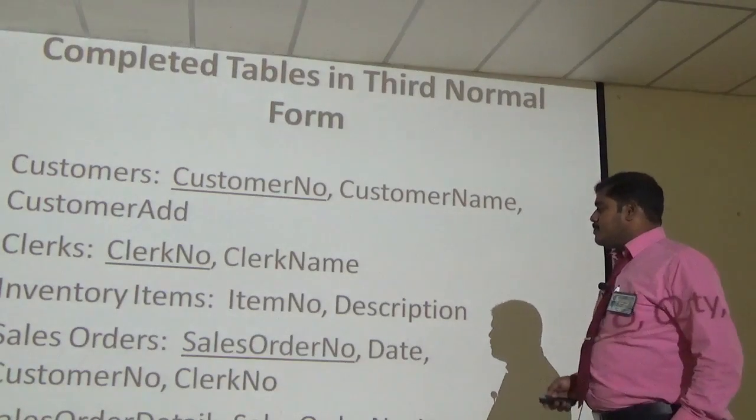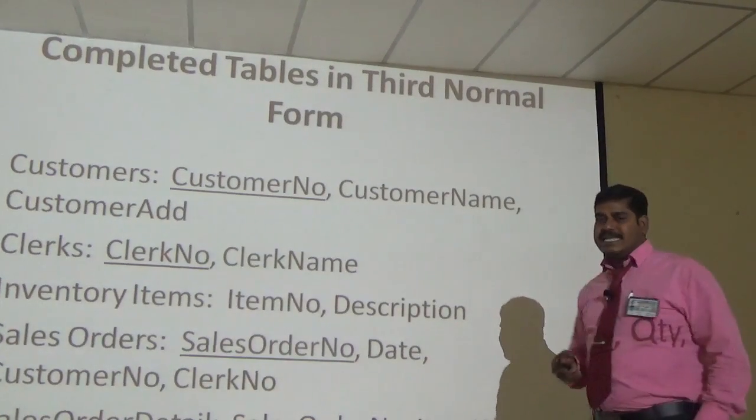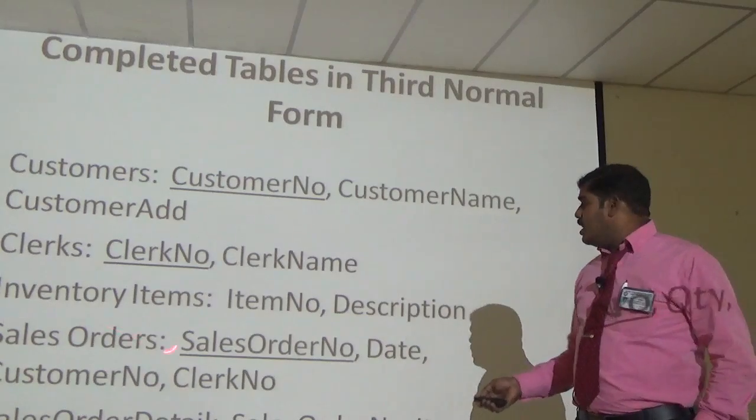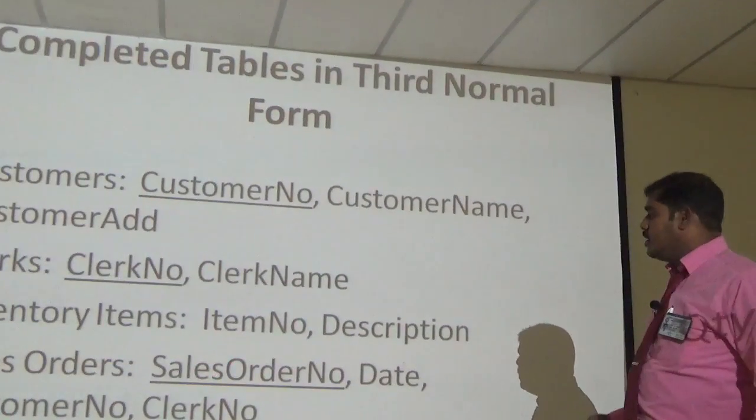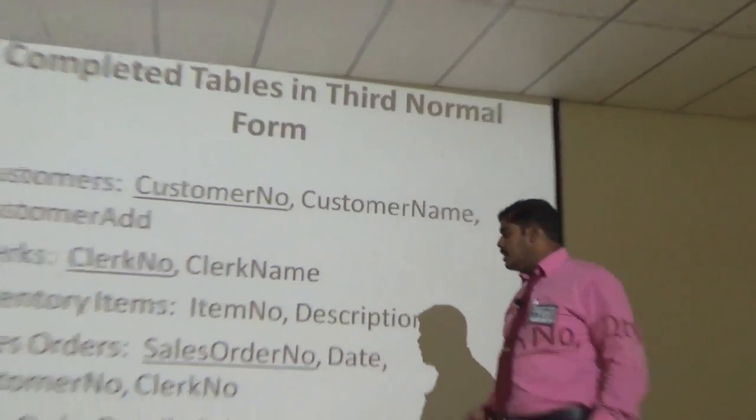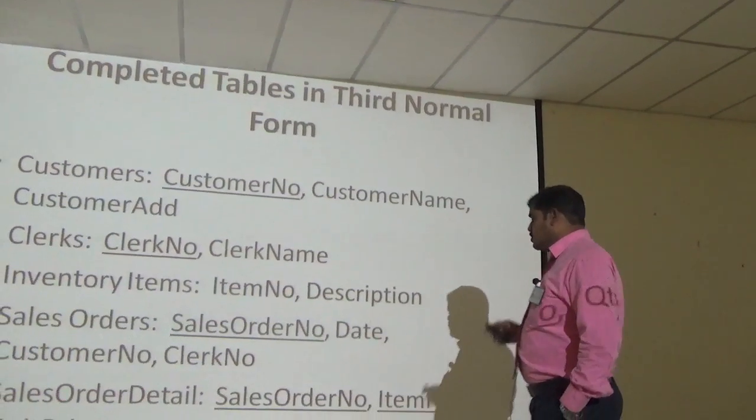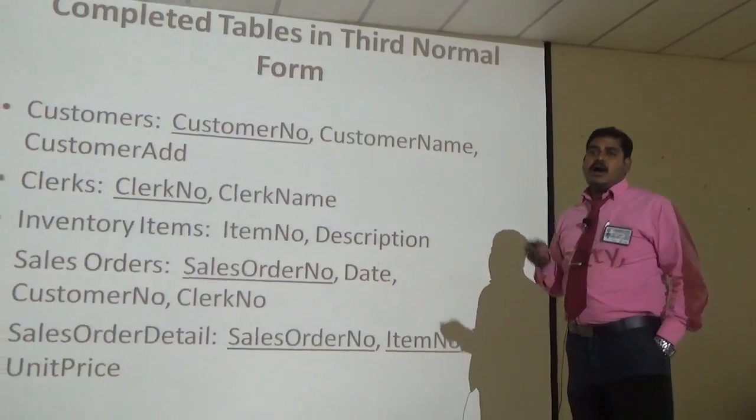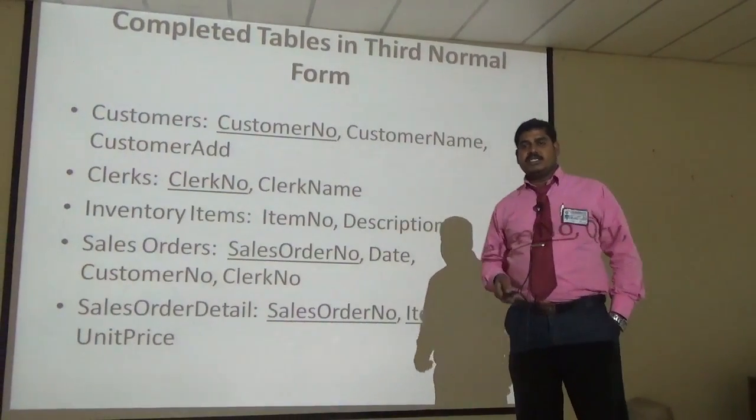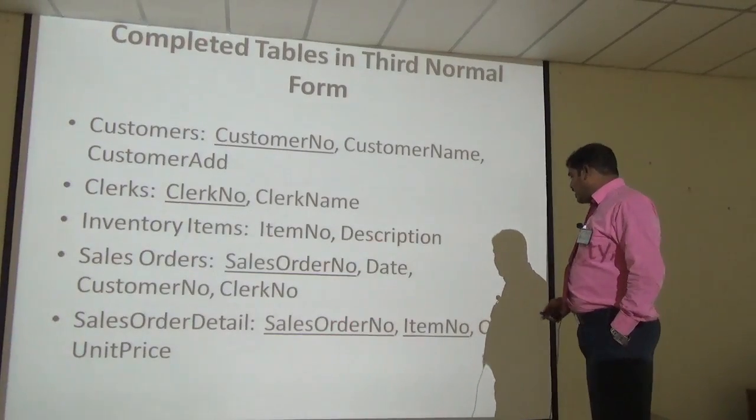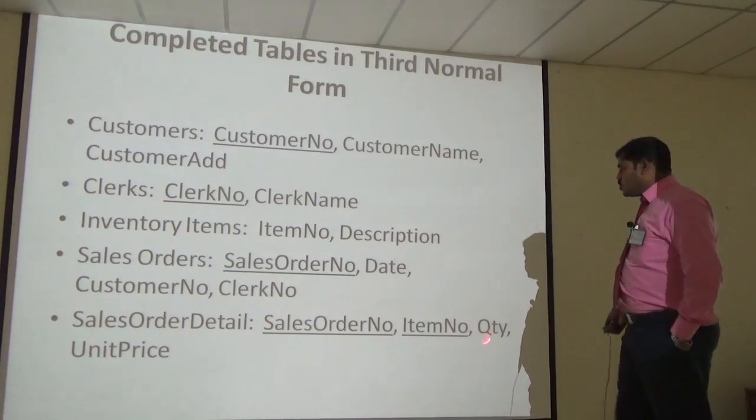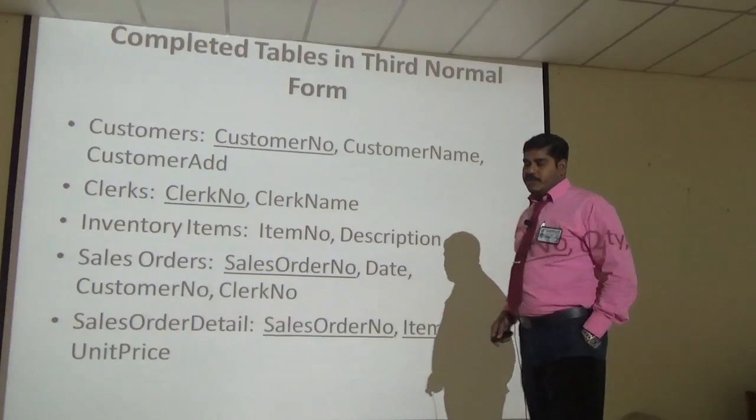And then sales order is the sales order detail. This sales order shows which customer has purchased, which clerk attended, and on which date. And then sales order detail links all the items that are purchased in that sales order. What items are purchased? It's going to be the sales order number and then item number, how much quantity has been purchased, and the unit price.